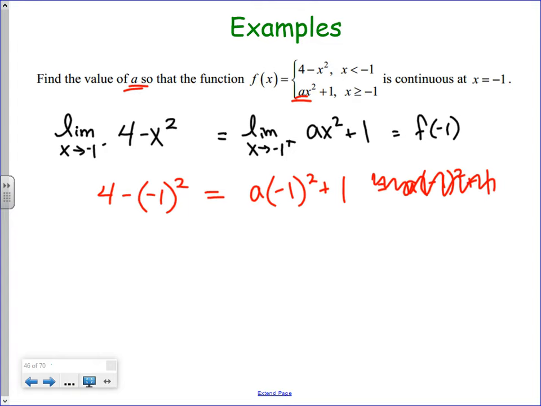How on earth can they expect me to find A? It's the only variable left, right? So therefore I can say 4 minus a positive 1 equals, well, positive A plus 1. Solve, solve, solve. That's 3. 3 minus 1 is 2. If A is 2, these two pieces will come together and meet when x equals negative 1. If A was basically anything else, broken. But what did we do? We said, limit from below, plug in the less than. Limit above negative 1, plug into the greater than. And then just solve with algebra.